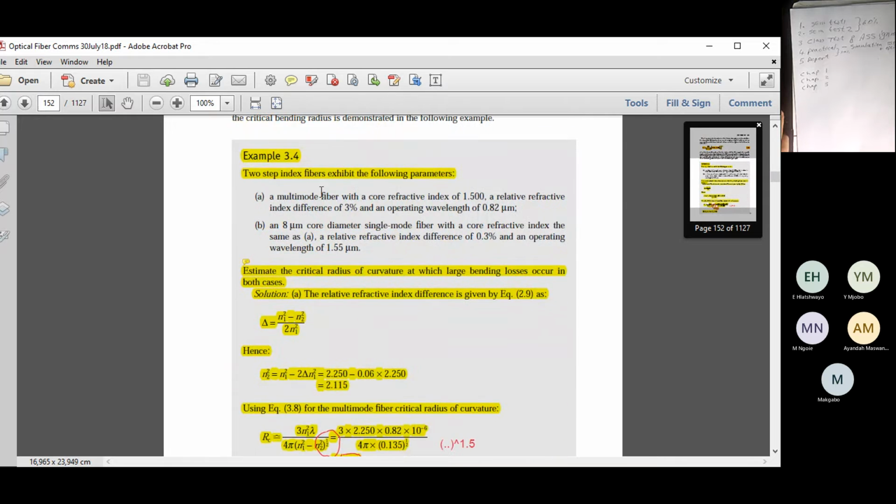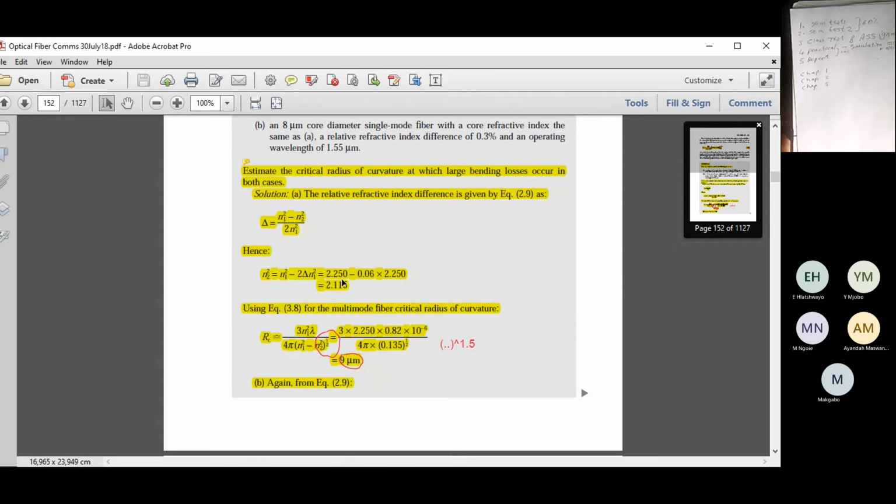Right, two-step index fibers have the following parameters. Estimate the critical radius of curvature, and so on. This is the calculation for that. Remember, there's a mistake in the book. This is not to the power of a half there, it's 3/2. I found this mistake in the book. It's to the power 1.5 here. I've marked that formula in red.